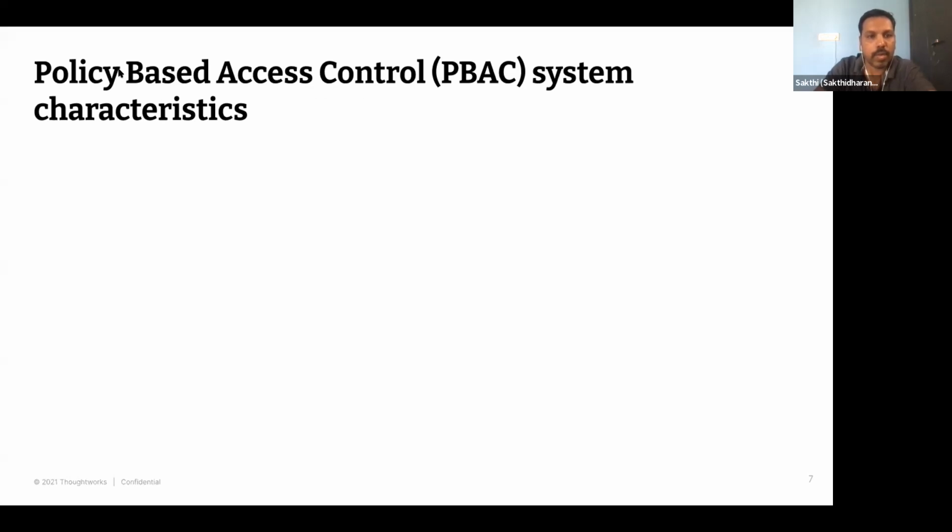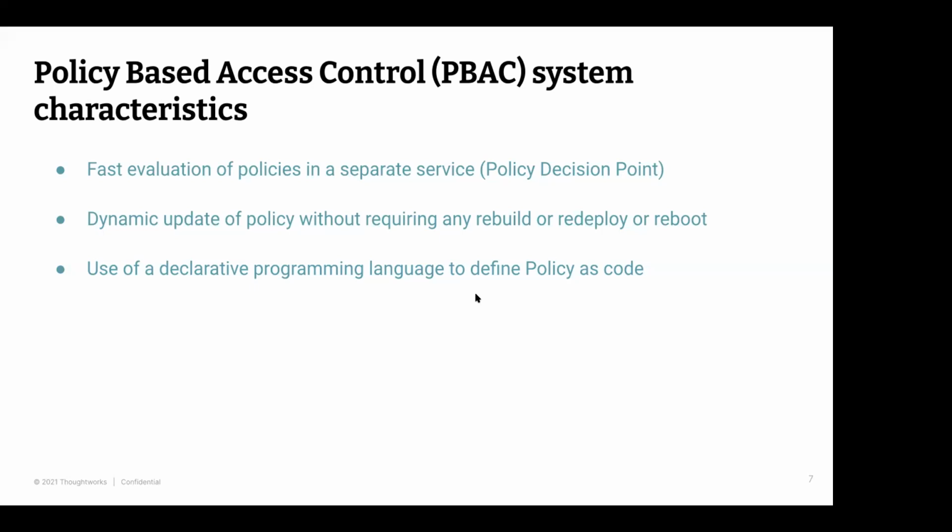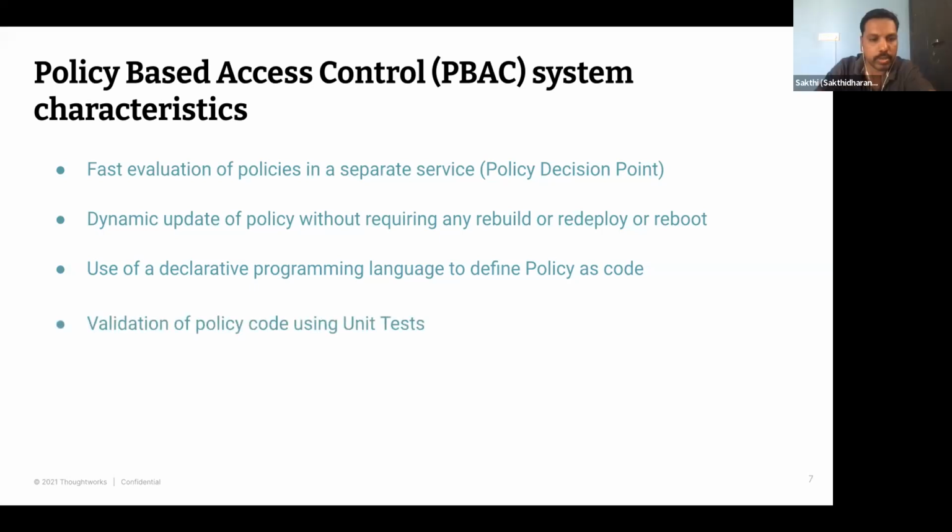Generally, a policy-based access control system has these characteristics. This is the most recent development in this authorization domain space. The system should be able to provide fast evaluation of policies in a separate service. It should provide dynamic update of policy without requiring any rebuild, redeploy, or reboot of the services. It should allow the use of some declarative programming language to make it easy to define the policy. It should support unit tests to validate the policies, and it should allow us to define fine-grained and complex authorization policies.